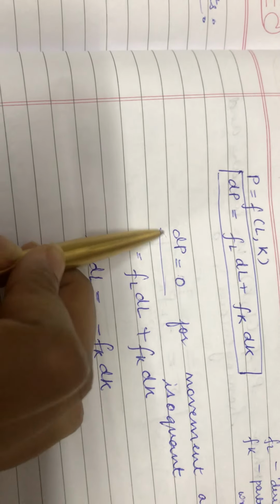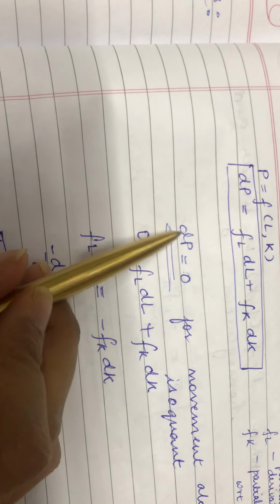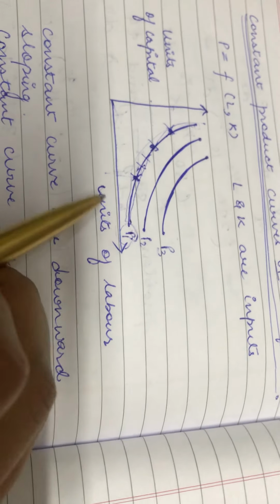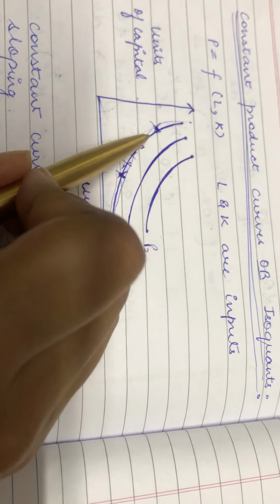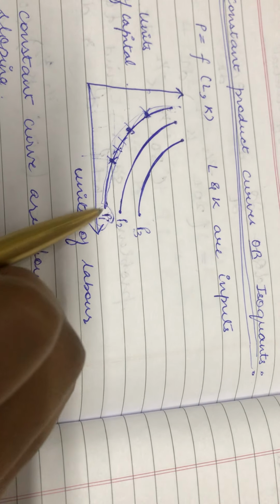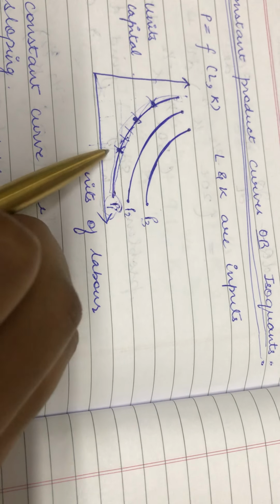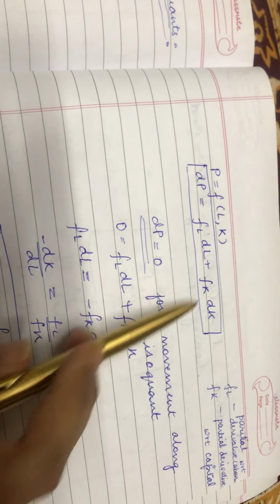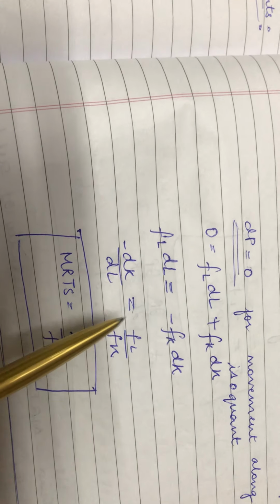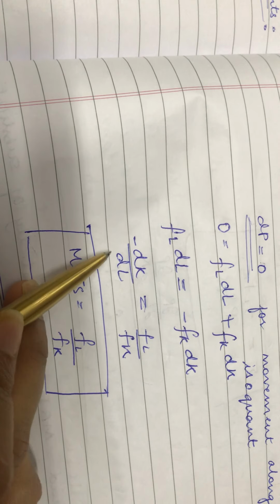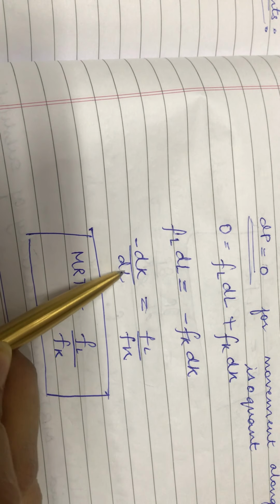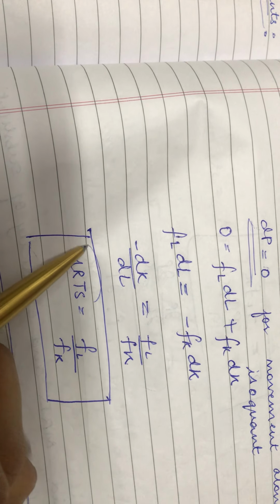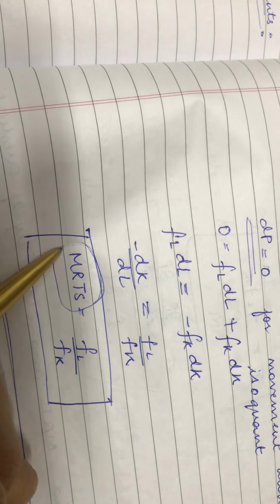So that simply means that the change in production is 0. That is why dP is 0. क्यों 0 है? क्योंकि इस ग्राफ पर हर पॉइंट मुझे सेम ही प्रोडक्शन दे रहा है. तो जब हर पॉइंट मुझे सेम प्रोडक्शन दे रहा है यानी कि चेंज इन प्रोडक्शन 0 है. I just put it here in this equation, ये आया. तो इसको जब हमने सॉल्व किया, इस dK बाई dL, इसको कहते हैं मार्जिनल रेट ऑफ टेक्निकल सब्सटीट्यूशन.